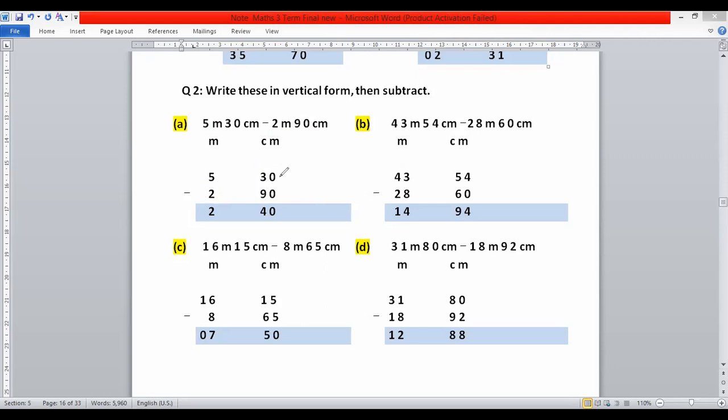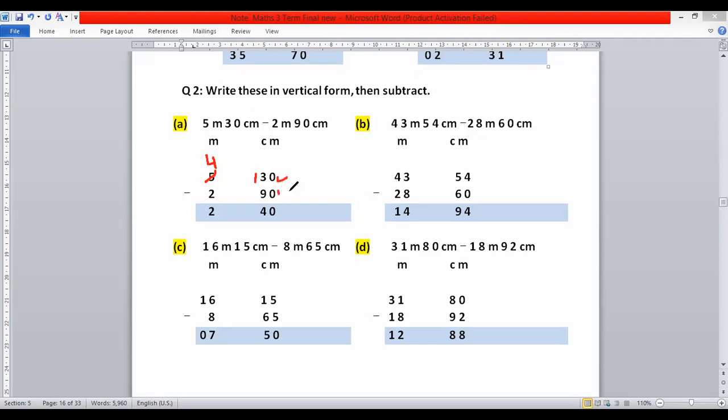So first we make these centimeters bigger. For this purpose, we take 1 meter from 5 meters. So replace 5 by 4 and add 100 with 30. 100 plus 30, 130. Now we will subtract 90 from 130.